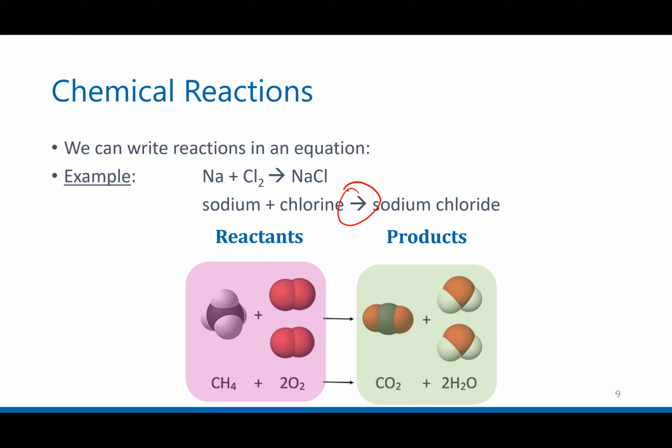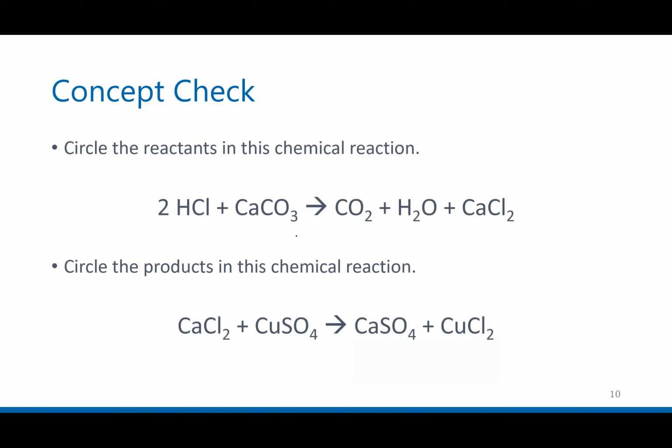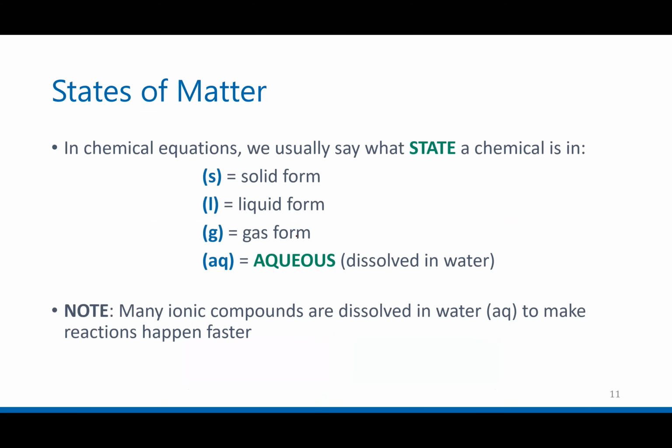Then you would separate that with an arrow and the product would be a cake. Or in this case, we have sodium and chlorine. They react together to produce sodium chloride. Okay. And we did this question yesterday. So here is the new stuff.